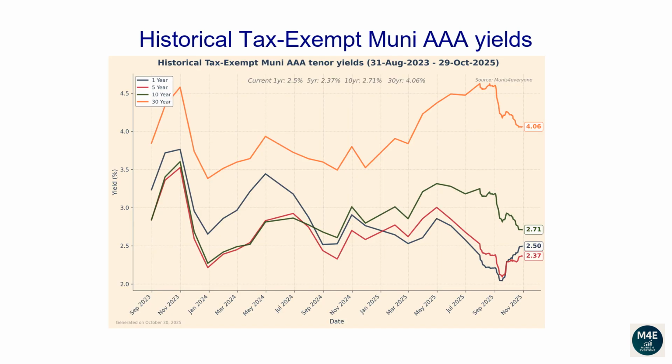This line plot and the next plot show how each tenor of the Muni yield curve has changed over time. From the 31st of August 2023 to the 29th of October 2025, the 1-year yield has dropped from 3.24 to 2.5. The 5-year yield has dropped from 2.85 to 2.37. The 10-year yield has dropped from 2.84 to 2.71. The 30-year yield has increased from 3.85 to 4.06.